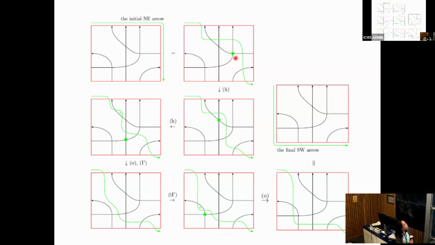Then we use move H actually. So this H comes from the direction of the black arrow. So we move this one to the opposite place, like this. And next we go across this vertex, for example. Then we apply H again.